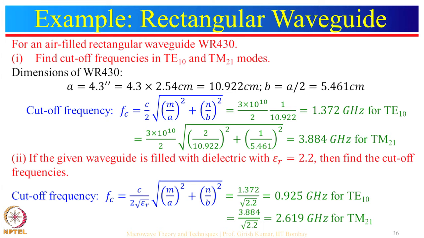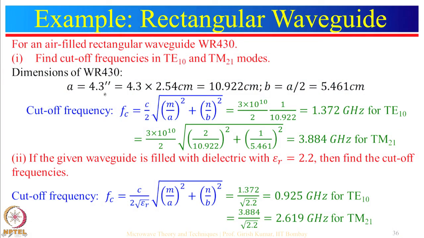Now if we have WR230, then A will be 230 divided by 100, which is 2.3. So A is equal to 2.3 inches. Similarly, if we have WR90, then A will be 0.9 inches. Now we need to convert this A from inches to centimeters. To convert from inches to centimeters, we need to multiply by 2.54. So A will be 4.3 into 2.54 centimeters, which comes out to be 10.922 centimeters. And in general, in these types of waveguides, B is taken as half of A. So B will be 5.461 centimeters.